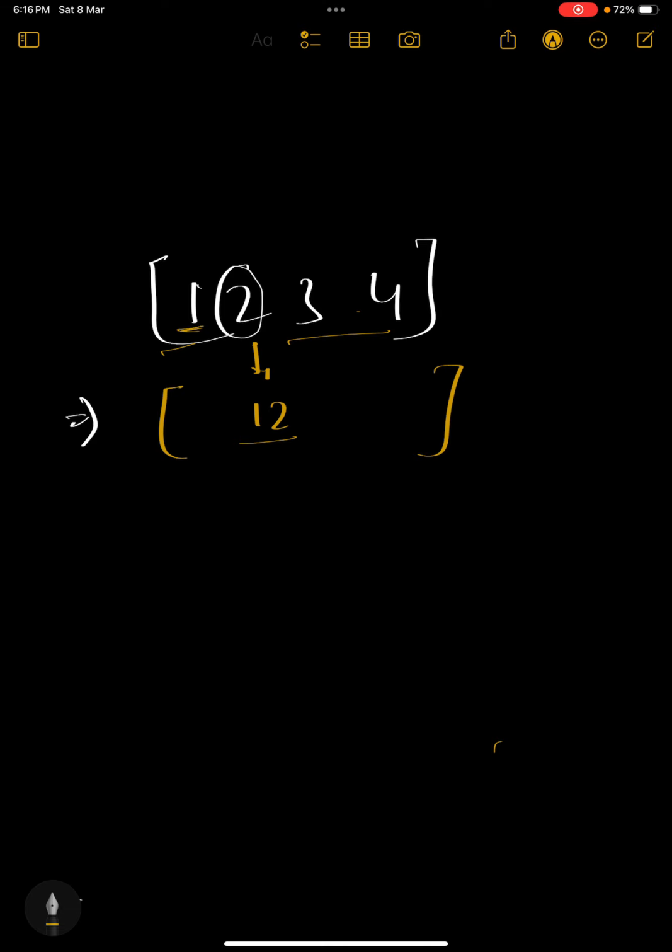And for 1, what will it be? Except 1, what is the product of every element? 4 into 3 is 12, 12 into 2 is 24, right? For 3, the product of elements except 3: 4 into 2 is 8, 8 into 1 is 8. And for 4, 3 into 2 is 6, into 1 is 6. It means you have to return an array in which the element at each index is the product of all the numbers except itself only, right?